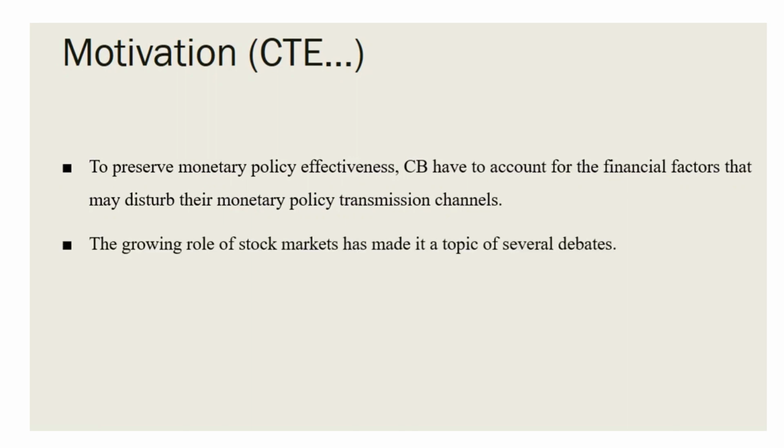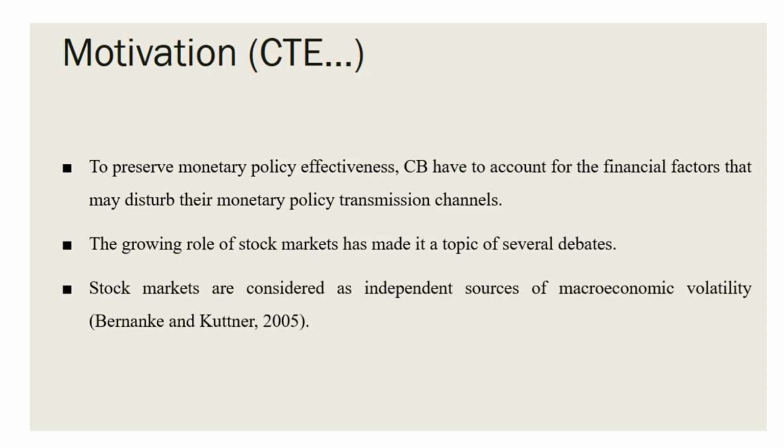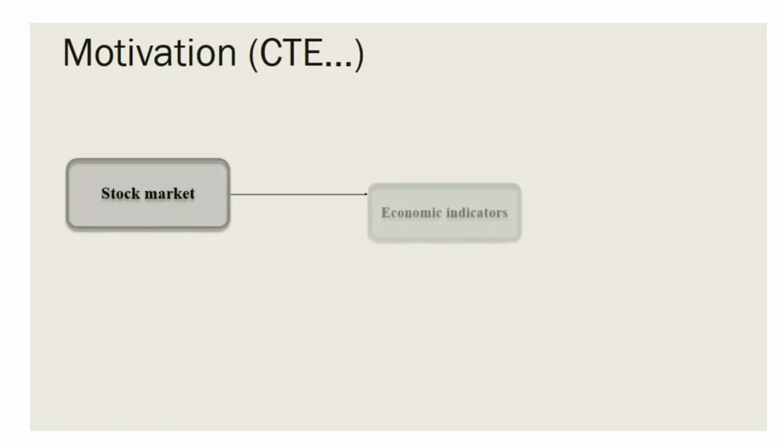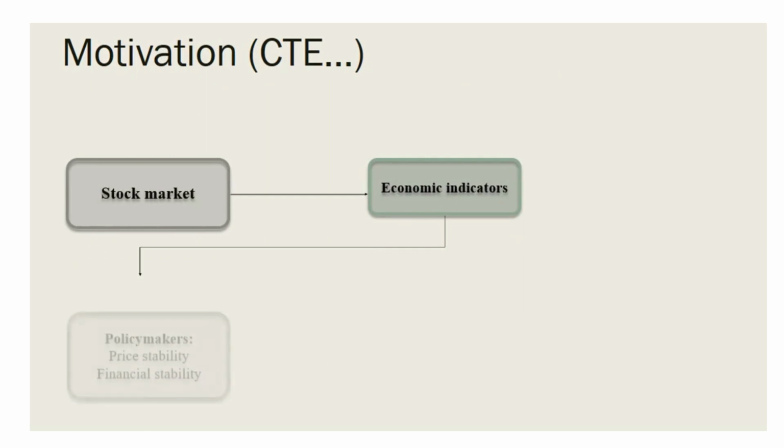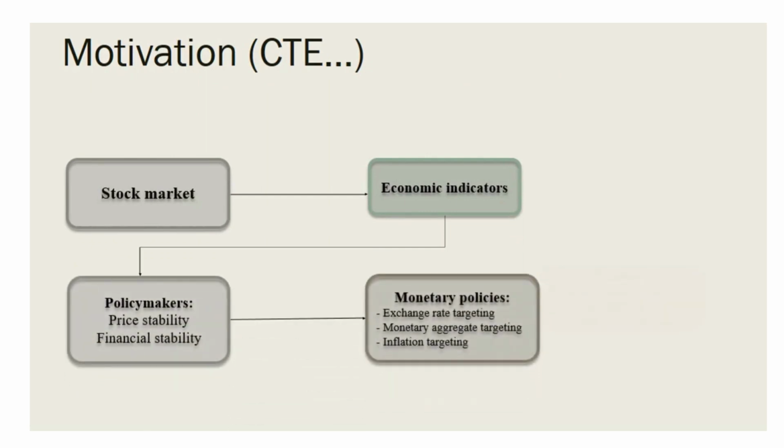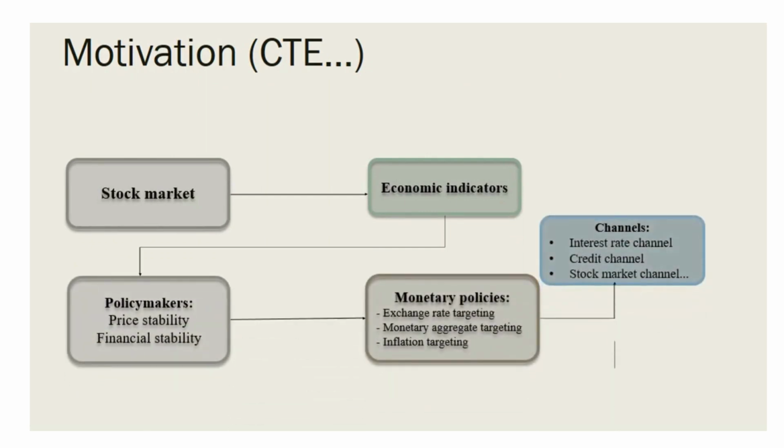The growing role of stock markets has made it a topic of several debates. So stock markets are considered as independent sources of macroeconomic volatility, according to Bernanke and Kuttner in their article of 2005. Stock market relationship with economic indicators has been considered in several empirical studies, showing a significant relationship between stock market and different economic indicators. On the other hand, these economic indicators stand for policymaker objective.